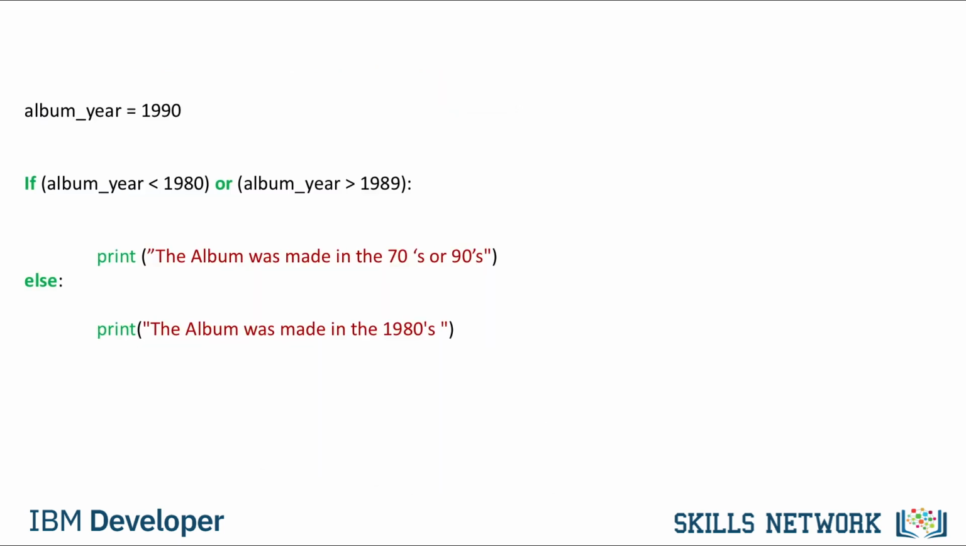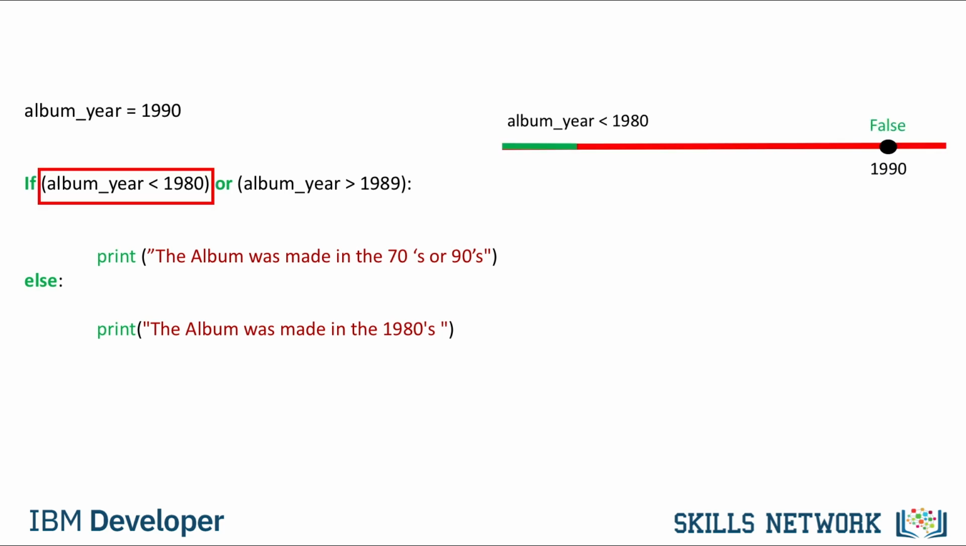The following lines of code will print out: this album was made in the 70s or 90s, if the variable album year does not fall in the 80s. Let's see what happens when we set the album year to 1990. The colored number line is green when the condition is true, and red when the condition is false. In this case, the condition is false.